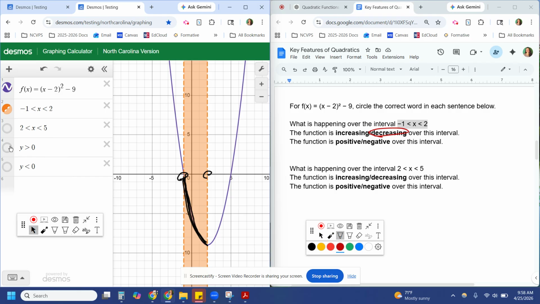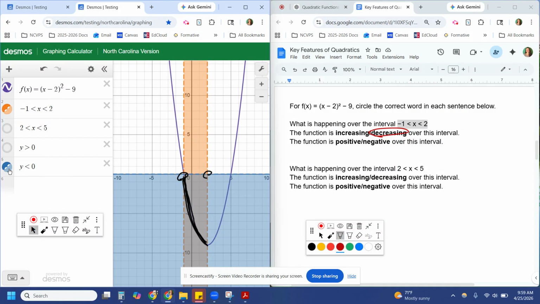So what do you think? Is this one, the black highlighted portion, the graph in between -1 and 2, in a positive interval or is that a negative interval? Well, I hope you're saying negative interval because the blue is overlapping.